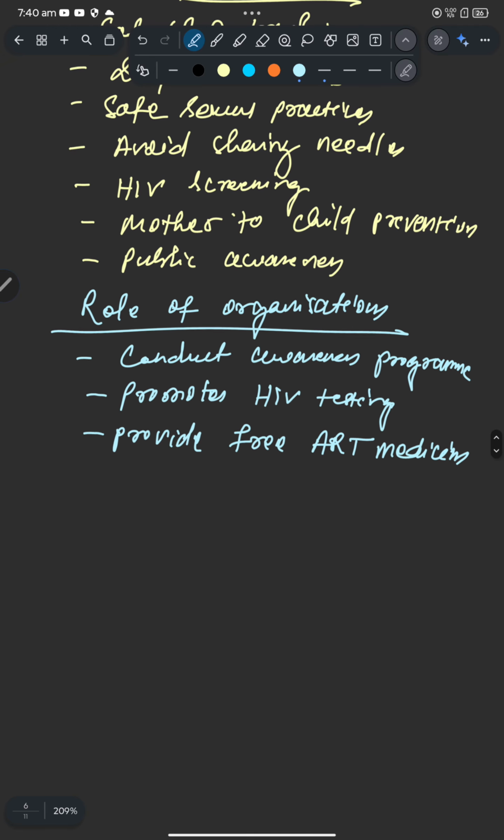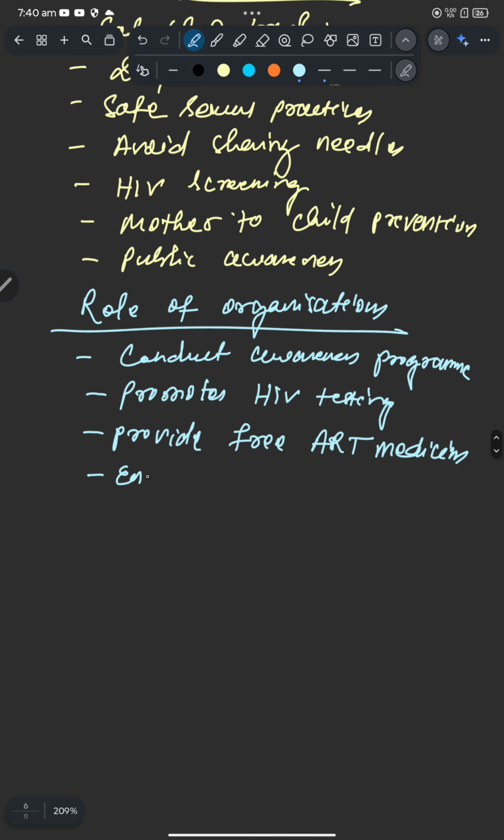And ensure सेफ ब्लड सप्लाई. जैसे ब्लड डोनेशन कैंप करते हैं वहीं पे ब्लड का स्क्रीनिंग करके ब्लड फिर कलेक्ट करके ब्लड बैंक को देते हैं, सो दैट द रिस्क ऑफ गेटिंग HIV इन्फेक्शन by recipient will be prevented. Okay, they also prevent the mother to child transmission.